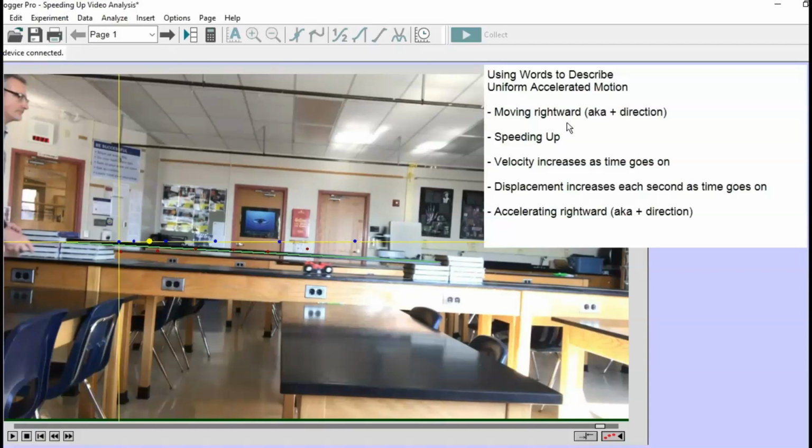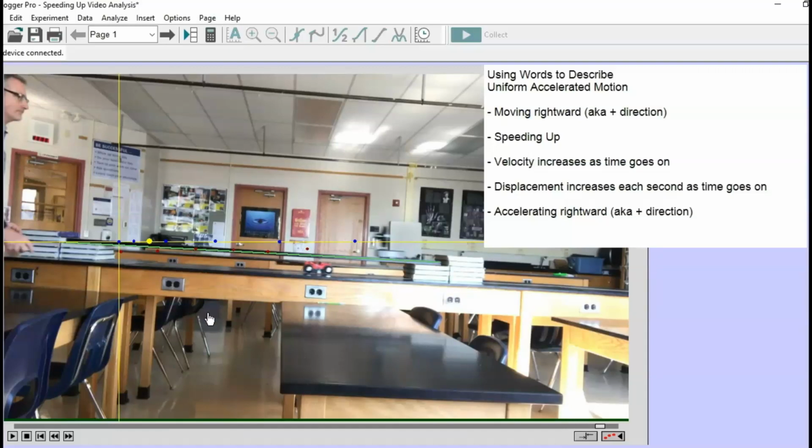Let's take a look at some words we can use to describe this fan cart's motion. It's moving to the right, also known as the positive direction. It's speeding up. Its velocity increases as time goes on. Its displacement increases each second as time goes on. And we would say it's accelerating to the right or accelerating in the positive direction.